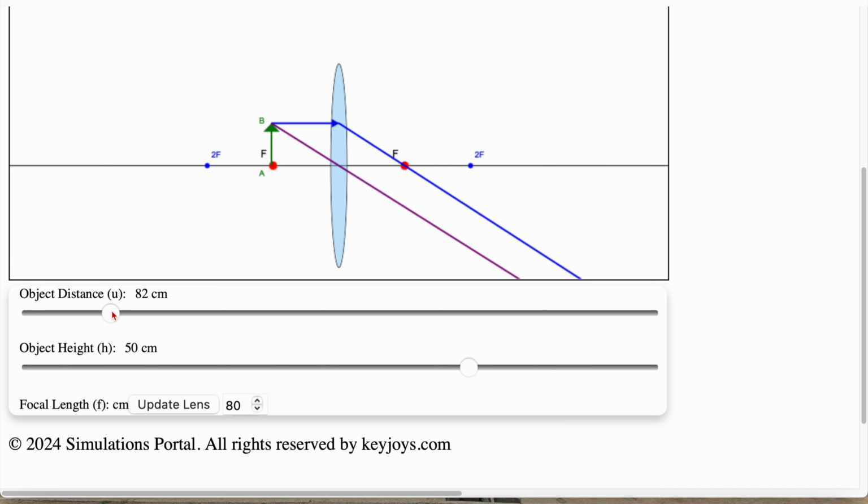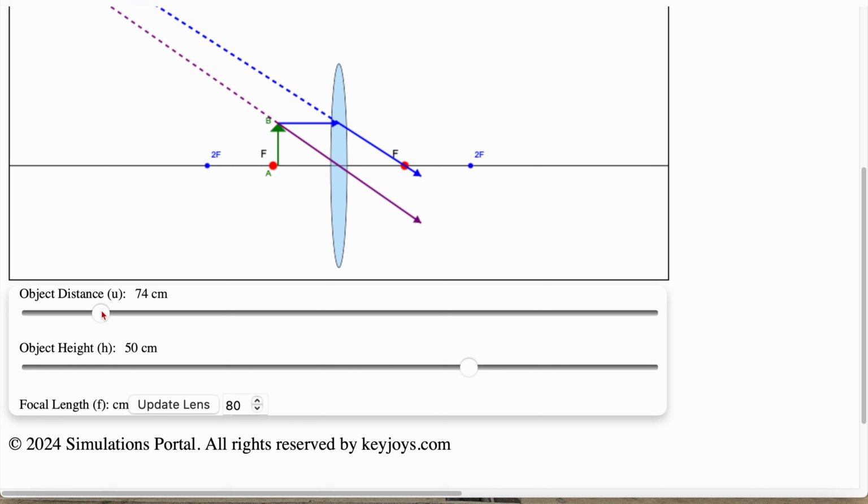Further, if I reduce the distance, let me reduce it here, the image is erect but virtual. The 2 rays which I have taken, after passing through the lens, don't meet in front of the lens because they are diverging. Extrapolate them back to meet and you see they appear to be coming from B dash here. Therefore a virtual image is formed behind the lens, which is magnified of course.